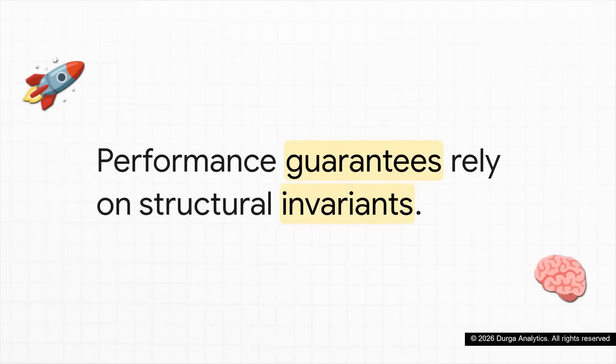To wrap up, I want to leave you with this core principle. All software performance guarantees rely entirely on maintained structural invariance. Whether you're dealing with a database, a load balancer, or a simple search tree, if you understand the invariant, you understand the system. Always ask yourself, under what condition does this hold true? Making that a habit is going to make you an elite engineer.